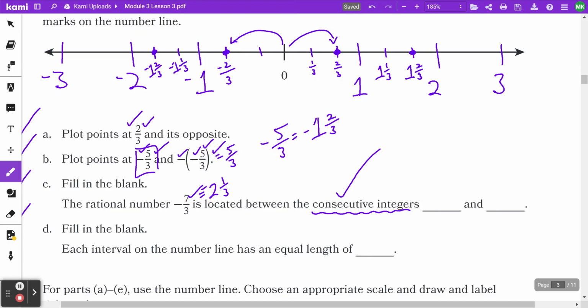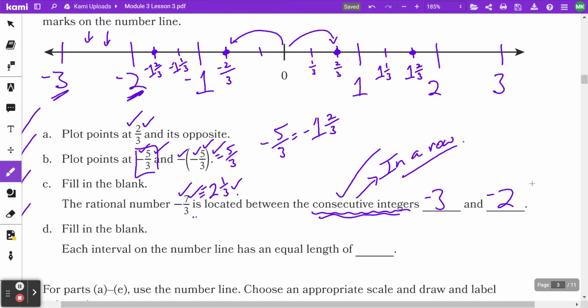Okay. Fill in the blank rational number. -7/3, and I already converted that, is located between what consecutive integers? Now, consecutive integers means in a row, okay, without skipping anything, right? One after the other. So if I have a -7/3, that's a -2 and 1/3. That's going to hang out in here somewhere. And all I want are the integers on either side. Okay, so that would be a -3 and a -2. That's where that point would land, in between those two consecutive, right? One after the other integers.